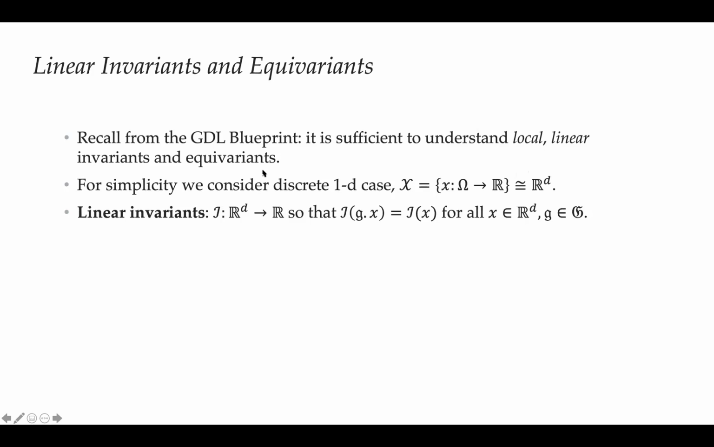Okay, so let's start with the linear invariants. A linear invariant, as I said, is a linear function from d dimensions to R that satisfies the property that this operator is invariant. So if I transform x with any element of the group, I want to get exactly the same result. So how do you characterize a linear function over a d-dimensional space? There's a very natural representation of this function.